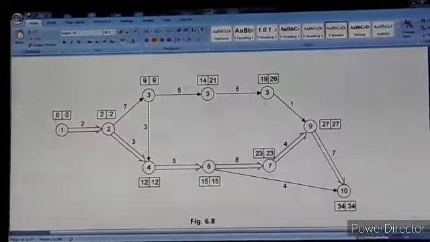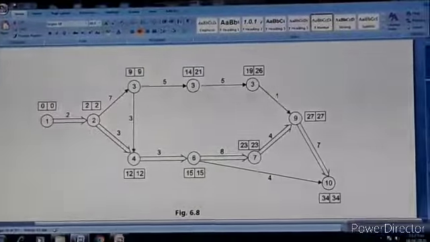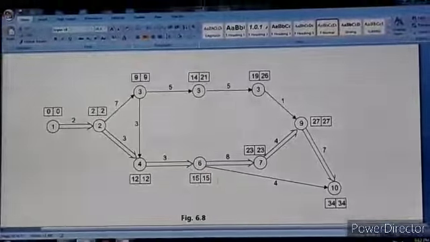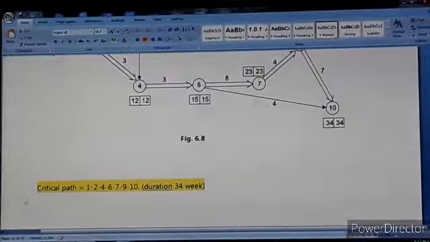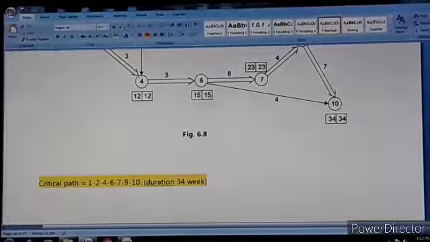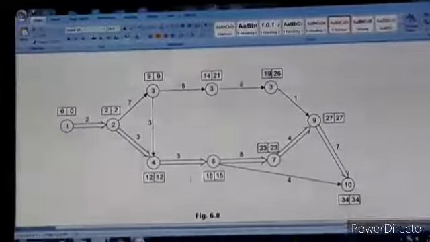Again, the calculation of earliest start time, earliest finish time, latest start time, latest finish time remains the same as per the previous numerical. So this is the critical path. It is 1, 2, 4, 6, 7, 9, 10 and its duration is 34 weeks.